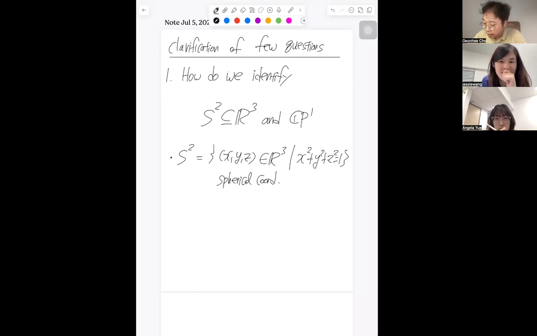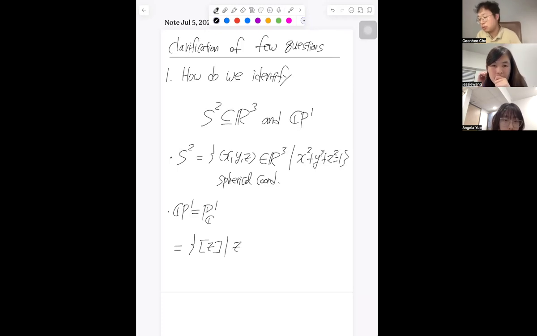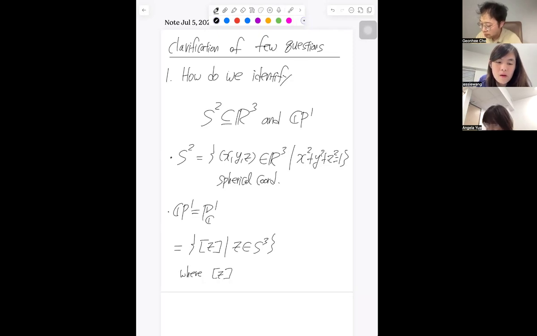So the issue for CP1 is, let's just make sure of the definition first. Let me write down two different forms. CP1 is defined as a point in S3, and we collect the bracket of Z, where bracket of Z is the collection. Sorry, let me write down one more line. So (C1, C2), it is the two-tuple, it's a pair. This pair at least makes sense.